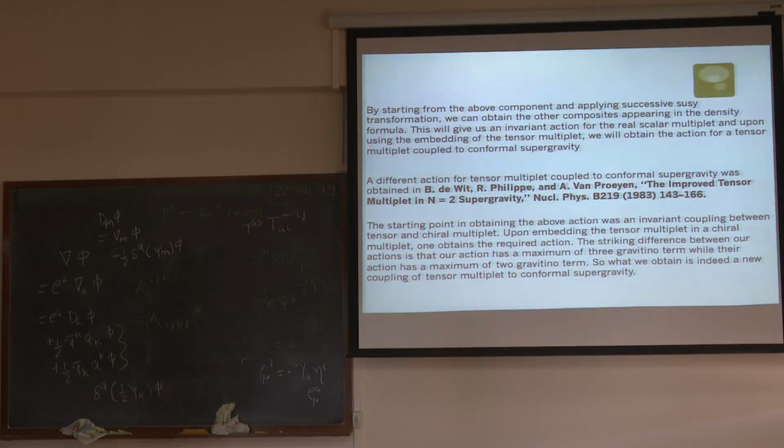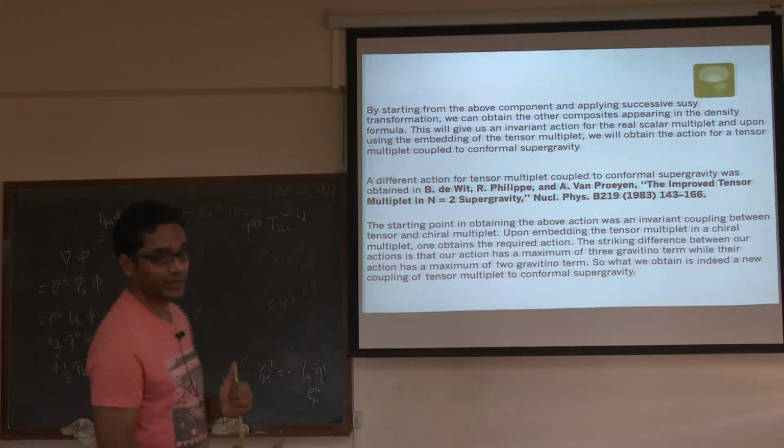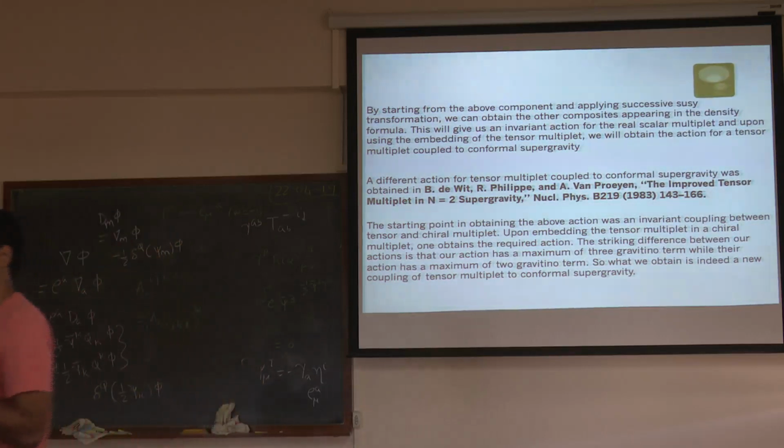Their action was also an invariant coupling with conformal supergravity, and that was used when one wanted to go from conformal supergravity to Poincare supergravity, where the tensor multiplet is used as one of the compensators.